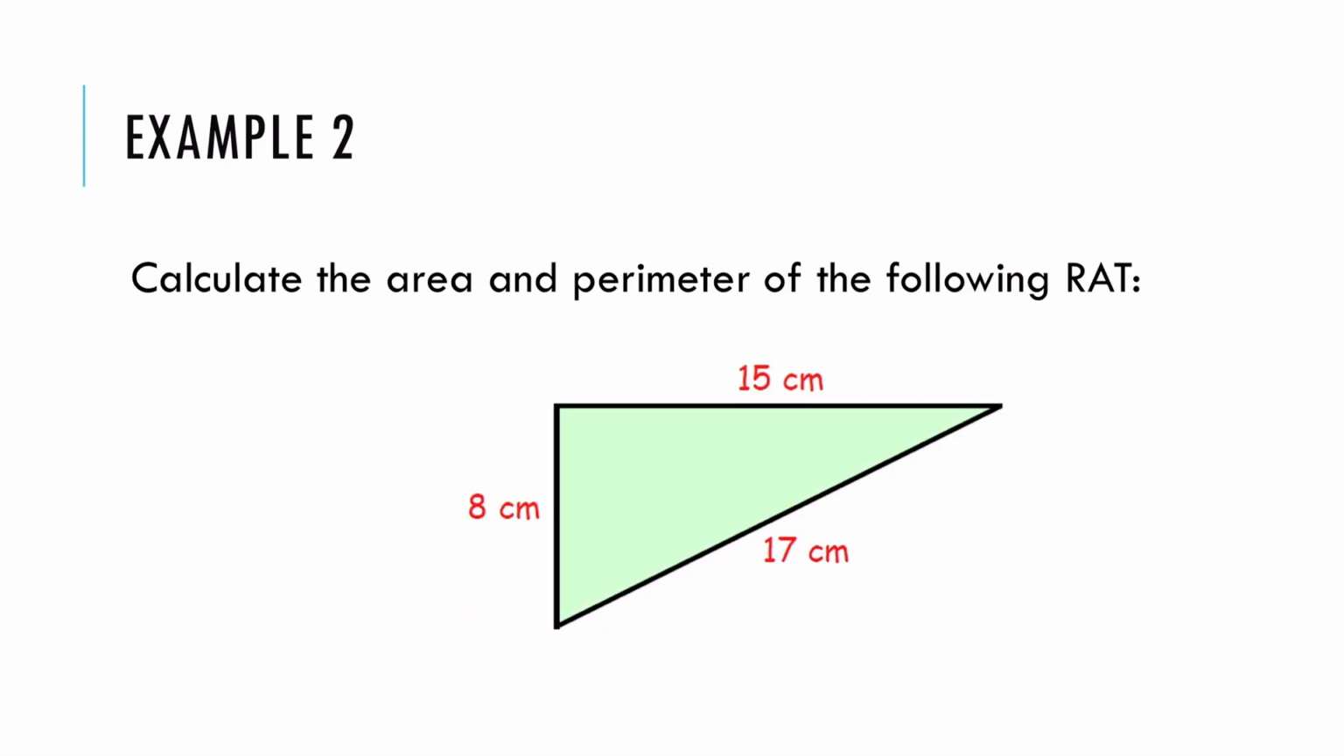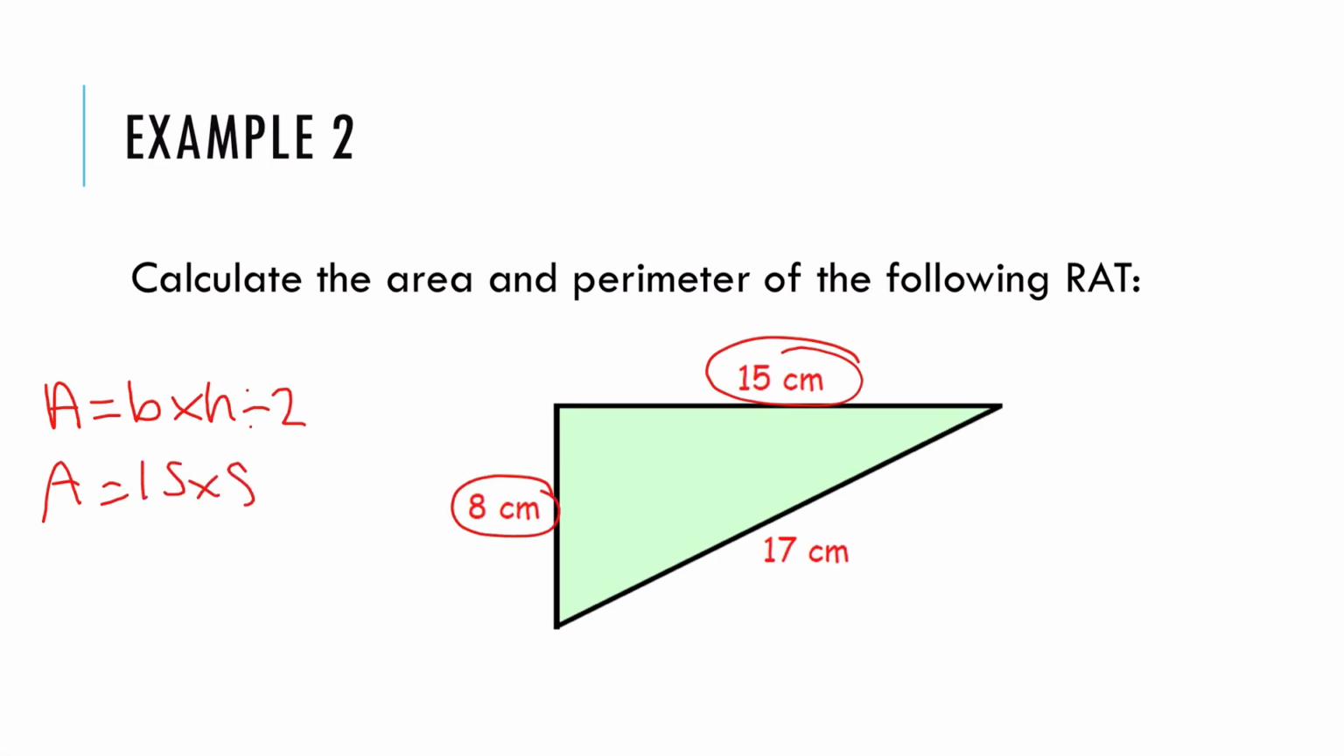Okay, example 2. So they've given us 3 sides here, but that's just to throw us off. We only need its base and its height. Now this is almost an upside down triangle, so the base is actually 15 and the height is 8. So I've got 15 times 8 divided by 2. Again, I'm going to pick one of those numbers to divide by 2 first. So I'll divide 8 by 2 because that's the even number. 8 divided by 2 is 4. And now all I've got to do is 15 times 4, which is 60 centimetres squared.